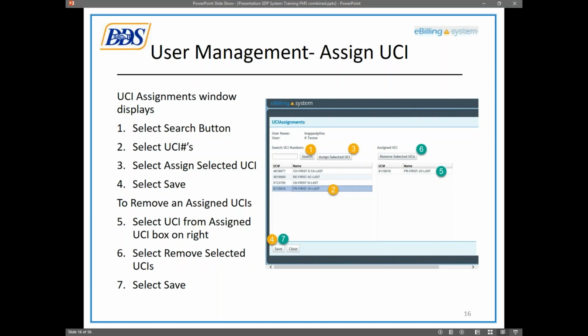I can then select UCIs and assign them out to the user, again, by selecting and using the buttons as displayed. Alternatively, if I want to remove a UCI from a user, I would select that, the remove selected UCI button, and save.